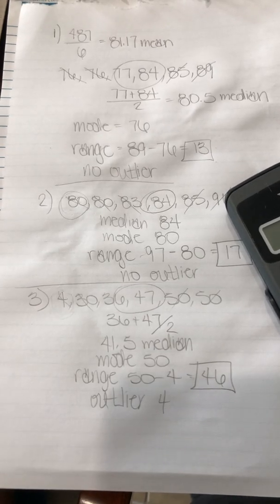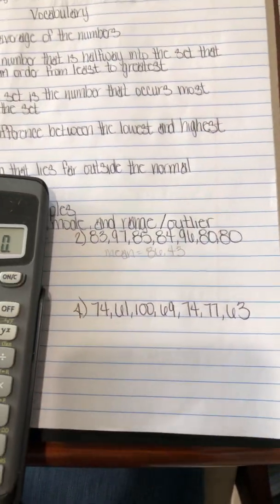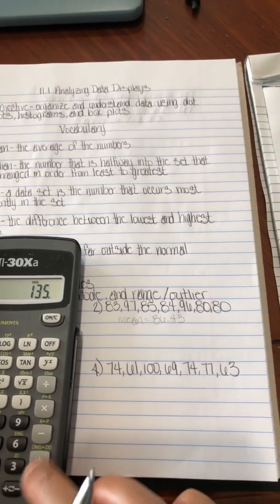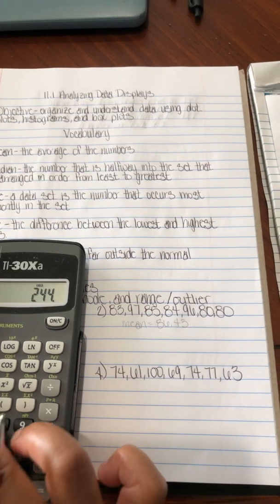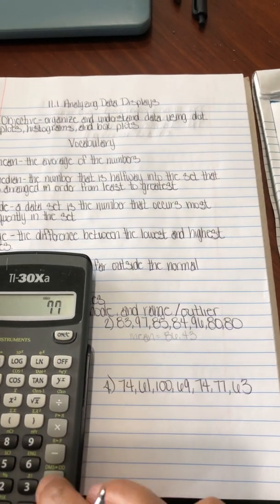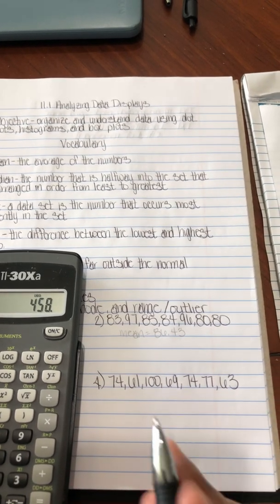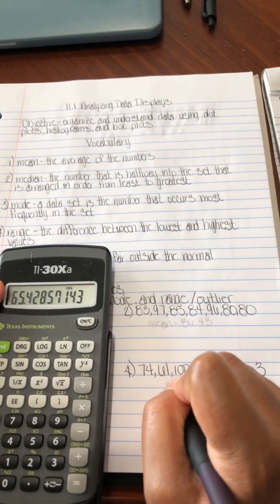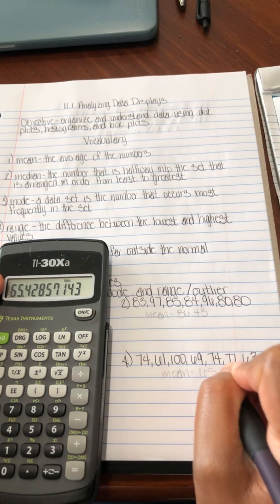All right, that's good. And last one, number 4. So first thing I need to do, add up all of my numbers. So 74 plus 61 plus 100 plus 69 plus 74 plus 77 plus 63. And I have 1, 2, 3, 4, 5, 6, 7 numbers, so divide by 7. Gives me a mean of 65.43.